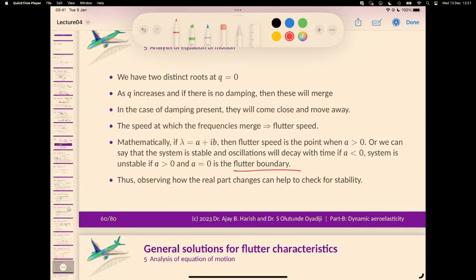So this is the same thing that we were discussing earlier when we said lambda is a plus ib, if a is greater than 0, less than 0, or equal to 0. If you can get your solution, then the real part of it is going to tell you if the system is stable or unstable.